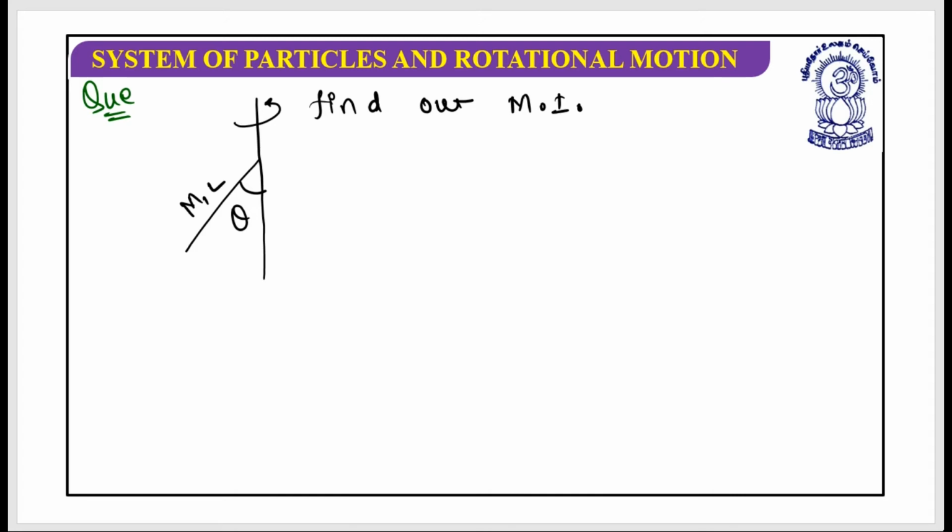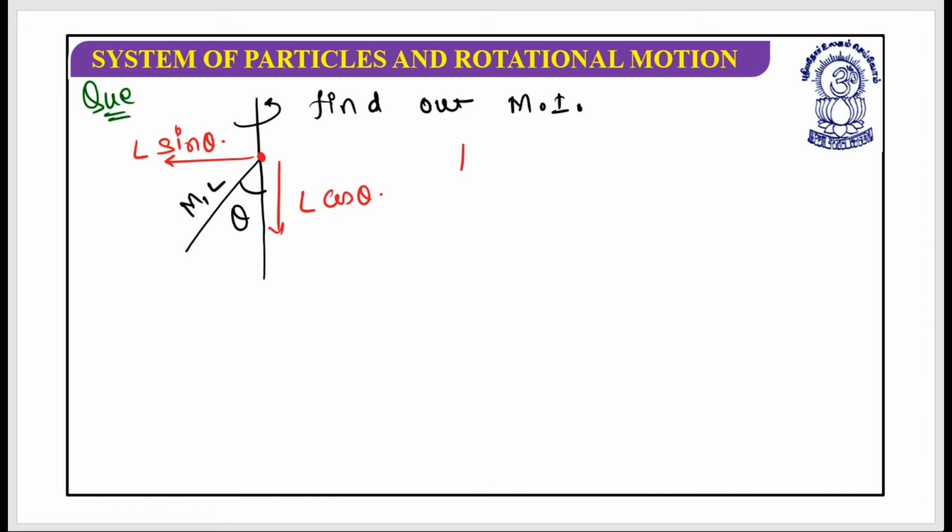How will you do this? What I understand is that this is the end point of the rod and this is the length L. If I make components, this should be L cos theta and that should be L sin theta.